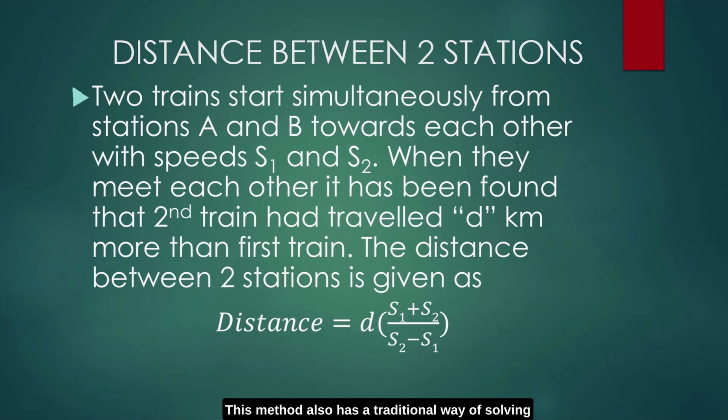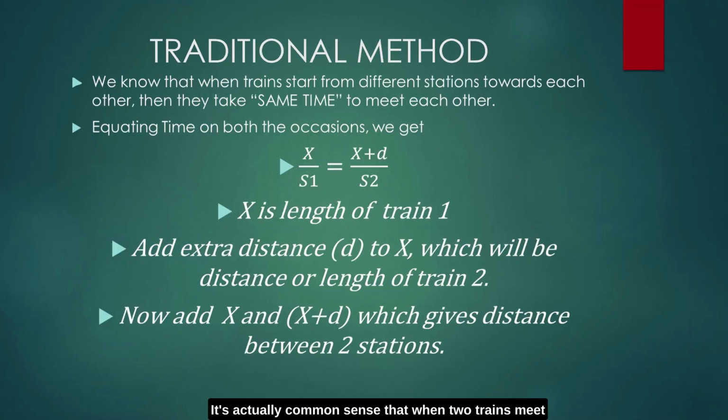This method also has a traditional way of solving which will help us in understanding the concept easily. Let us move on to the next slide. It's actually common sense that when two trains meet or coincide with each other, the clock at that moment will be same for both the trains. That is, if train A meets with train B, then the universal clock will only denote one particular time.